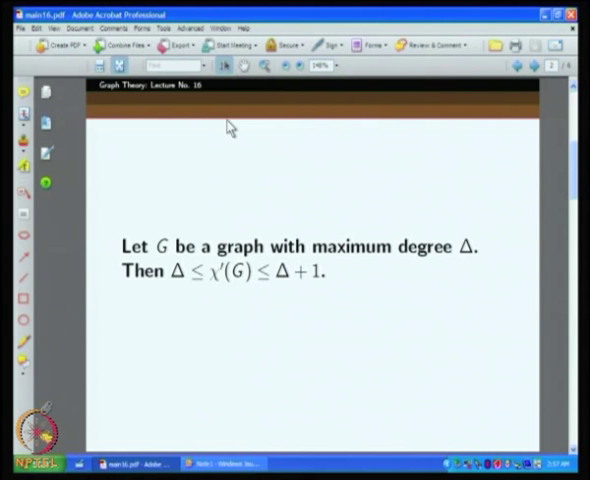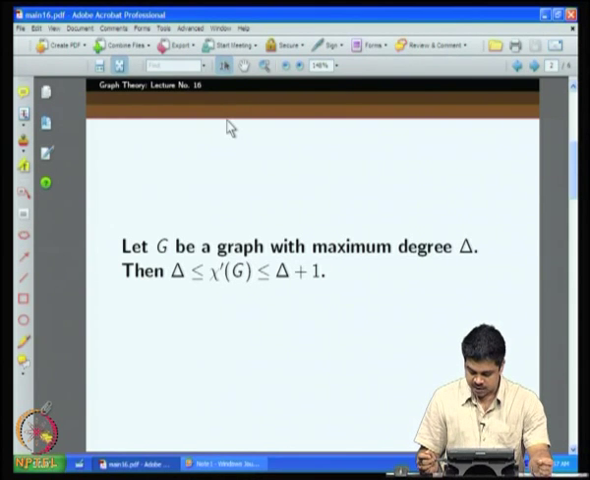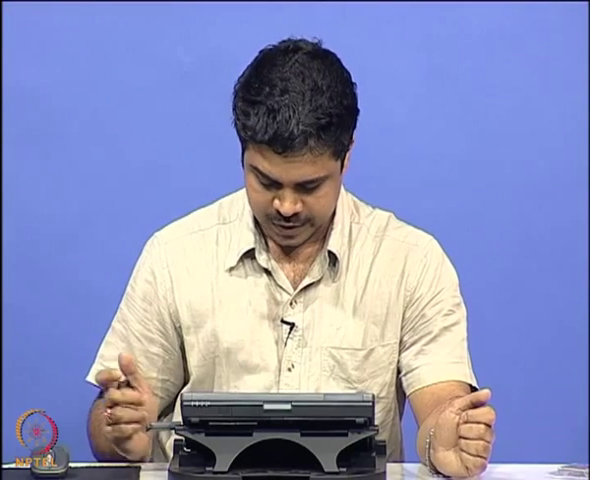So, in the last class we were looking at Vizing's theorem. This was the theorem: let G be a graph with maximum degree delta, then its chromatic index chi dash of G is in between delta and delta plus 1, that is either equal to the maximum degree or one more than it. Depending on whether it is delta or delta plus 1, we call it a type 1 graph or a type 2 graph.